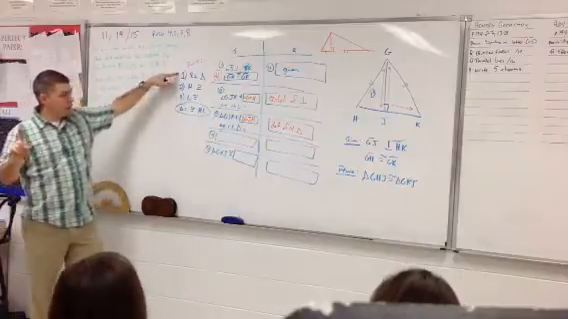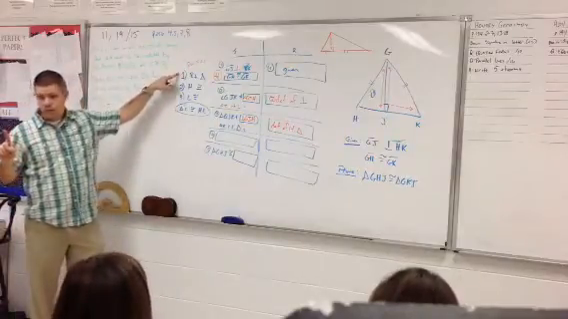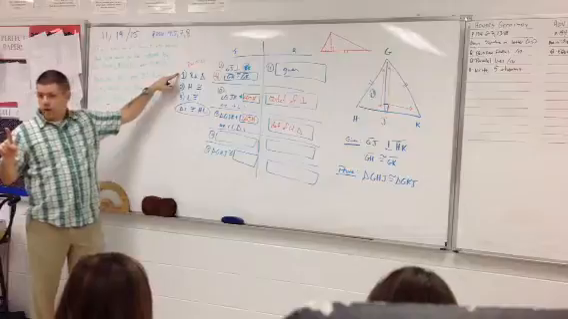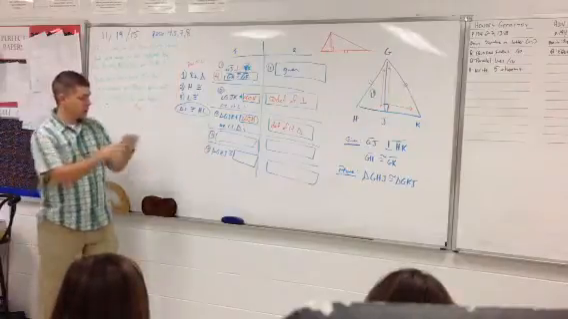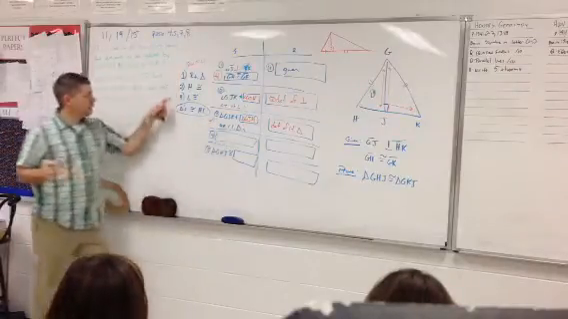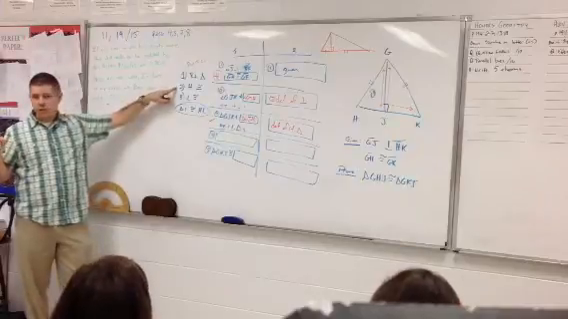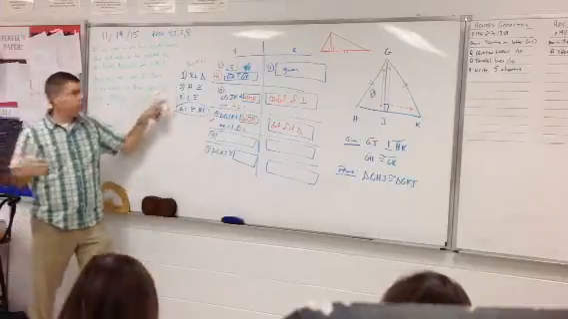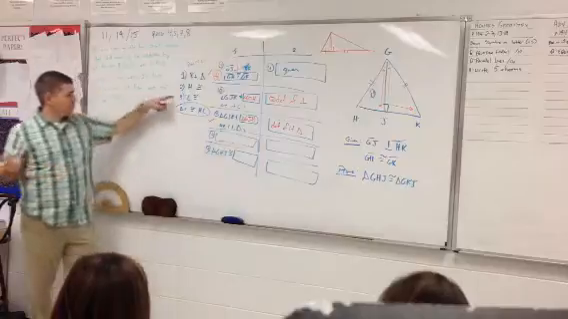Have we proved that they are right triangles? Yes. What statement? What number? Number 3. Good. So we did that. Check. Have we shown the hypotenuses are congruent? Yes. That was given. What number? Number 1. Good. So what's left?